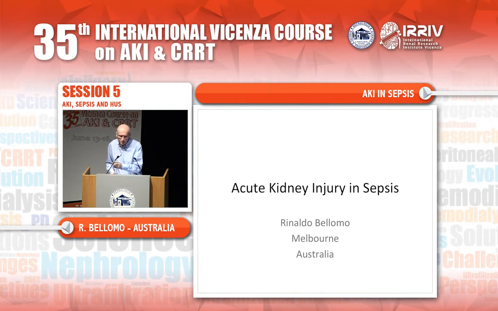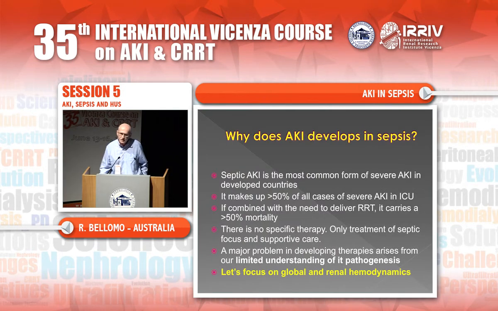So I'll be focusing on what might be happening to the kidney in sepsis. Obviously, you've heard already that sepsis is the most common cause of acute kidney injury in the ICU. It's about 50% of what we normally see, and it carries a very high mortality if it is associated with the need for renal replacement therapy.